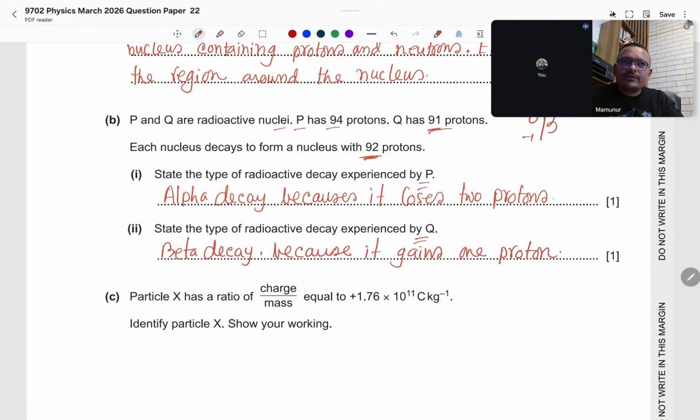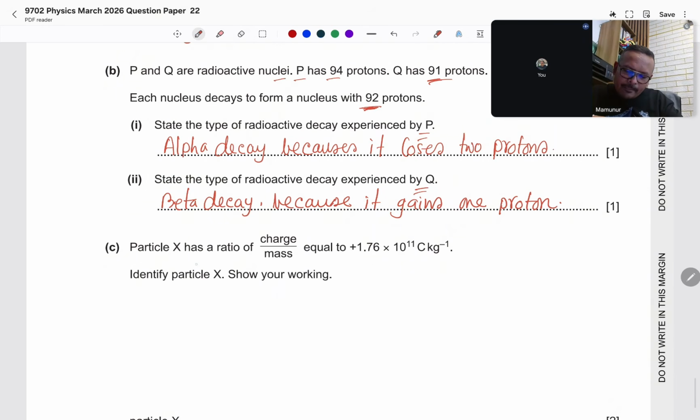In beta decay, one neutron splits. There are two types of beta decay: beta minus decay and beta plus decay. Beta minus decay is neutron decay. Beta plus decay is proton decay. So in beta minus decay, a neutron splits and produces one proton and one electron. That is beta decay, so one proton increases.